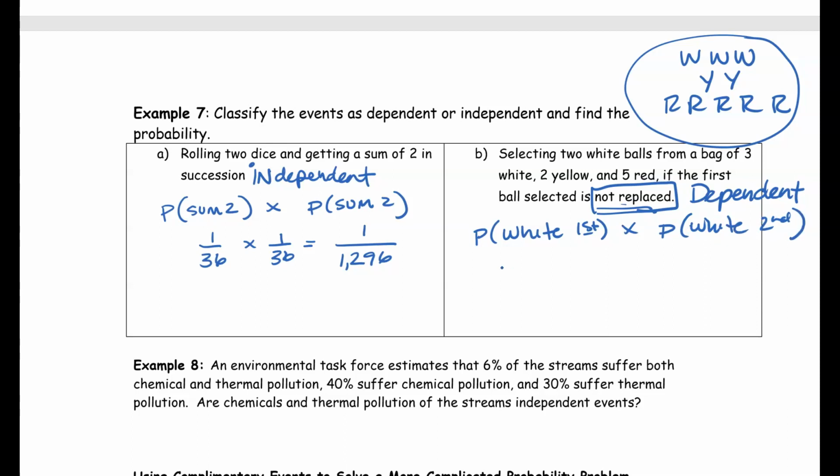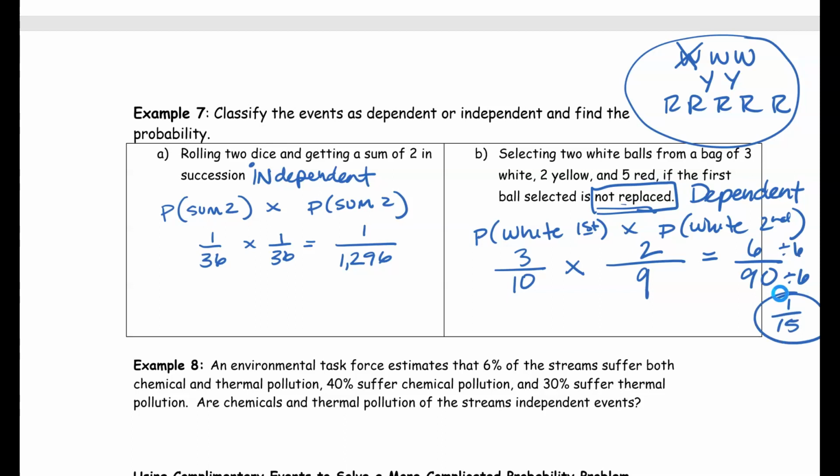So when I first select a ball, there's 1, 2, 3, 4, 5, 6, 7, 8, 9, 10 different choices, and there's 3 white choices. Now, if I pick a white, I'm going to cross that off. On the second go around, there's 1, 2, 3, 4, 5, 6, 7, 8, 9 different choices, and there are 2 that are white. So if I multiply 3 times 2, I get 6, and then 10 times 9 is 90, so I get 6 over 90, and both of those are divisible by 6, and I get 1 over 15.